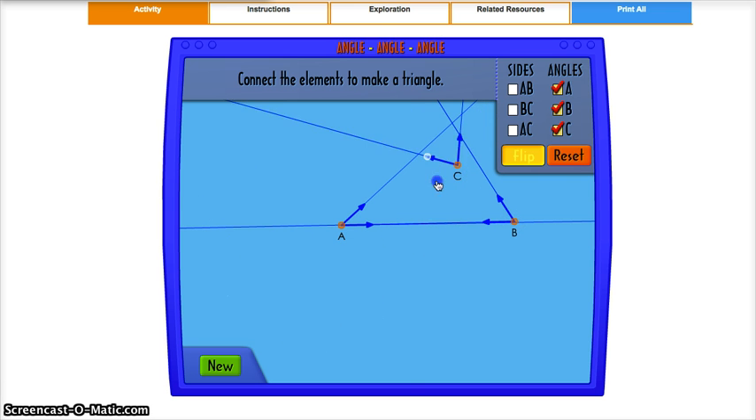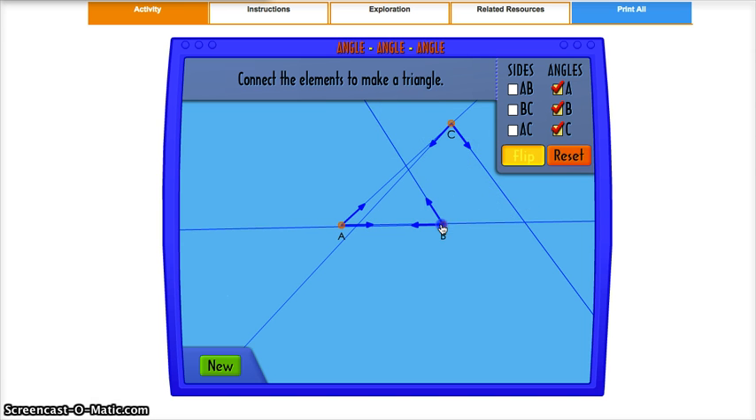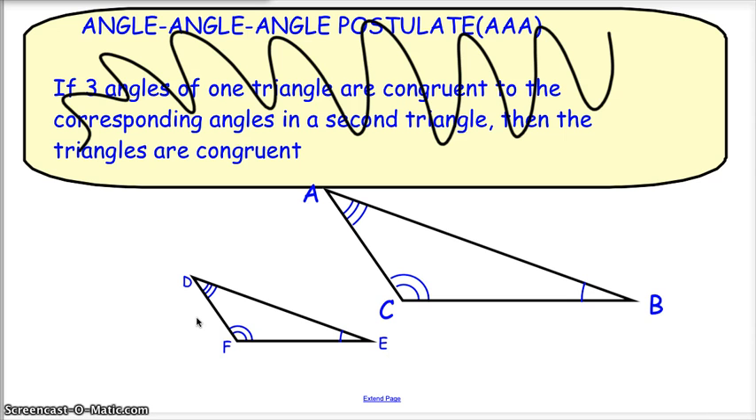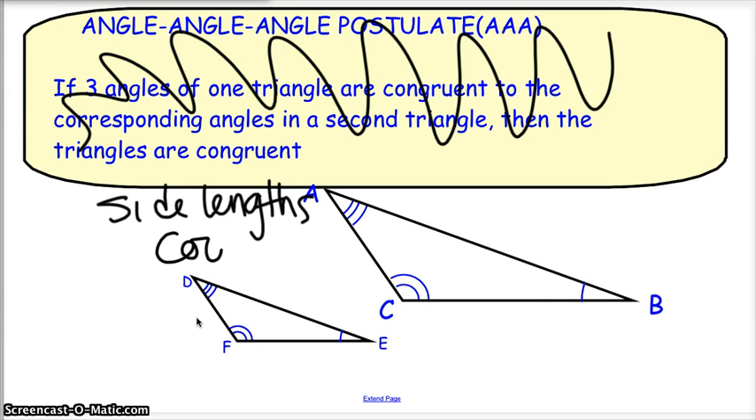So angle, angle, angle doesn't work because there's no side to lock everything into place. So I'm choosing to put B there, but if I put B down here, it would just make a smaller triangle. So anything that you could write down, angle, angle, angle doesn't work because the side lengths could be different, which is shown in the example here with triangle DEF and triangle ABC.